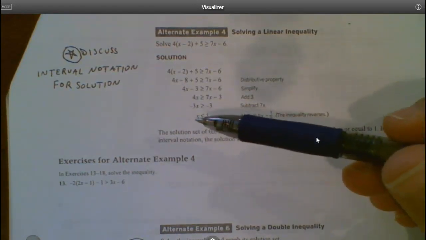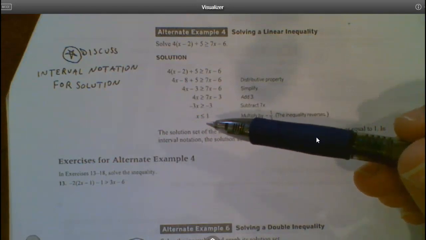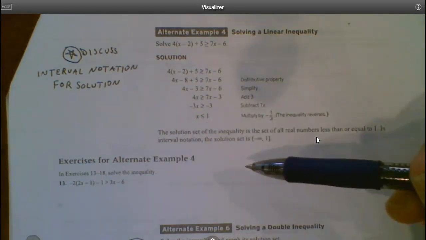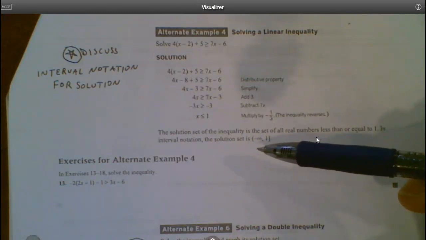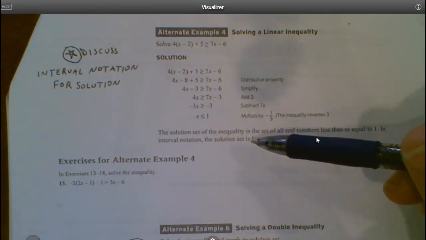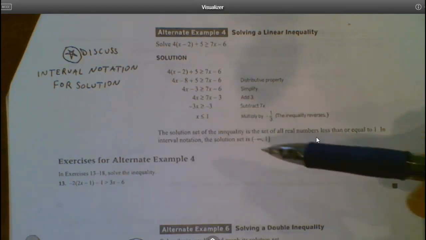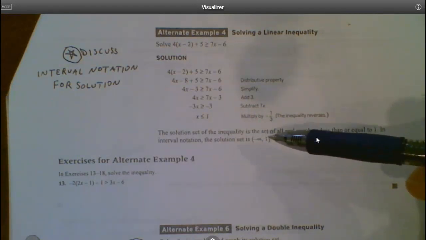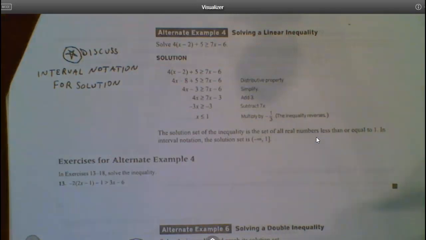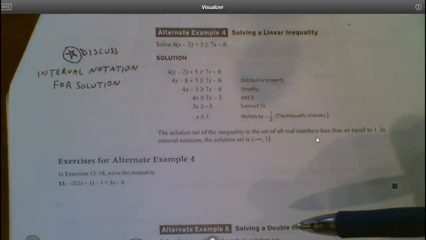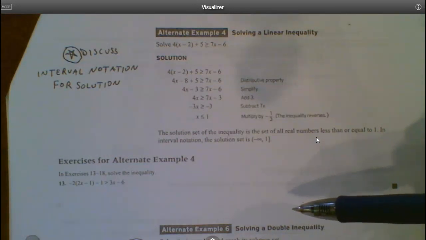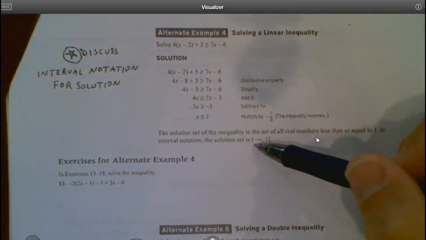So if we're going to say all the x is less than or equal to 1, because it's less than, we are heading towards negative infinity, and you'll always have a parenthesis on infinity signs. And because of the equal sign, that means we are including the 1, so that's why you get the hard bracket on the right side of the 1. So just a quick reminder on that for writing answers in interval notation. You're commonly asked to write it this way.